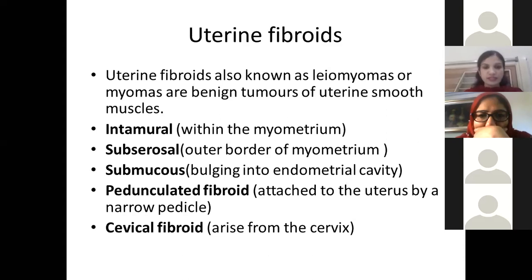Subserosal, submucous, pedunculated, and the cervical fibroid. I will show you a picture that will solve your confusion. The intramural fibroid is the fibroid that is within the myometrium. The subserosal fibroid is at the outer border of the myometrium. The submucous fibroid is bulging into the endometrial cavity. And the pedunculated fibroid is a fibroid that is attached to the uterus by a narrow pedicle. And the cervical fibroid arises from the cervix.